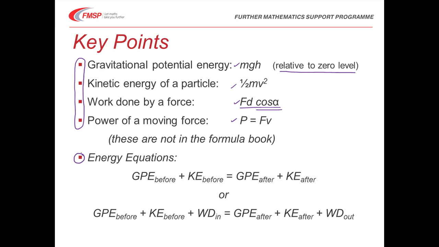Now then, connections between energies. And here's a 4-term energy equation. If there's no work being done, then potential energy plus kinetic energy before equals potential energy plus kinetic energy afterwards. But you normally choose your zero level so that one or other of these two is 0 anyway. And then if there's slightly more going on, if there's work done in or out of the system, you might need this longer equation, and one of the questions I've chosen involves this equation.